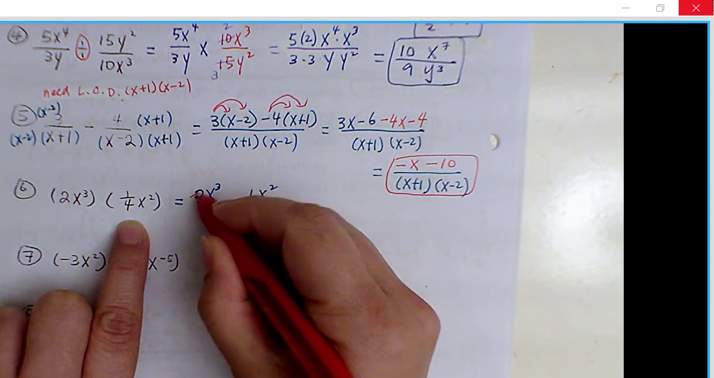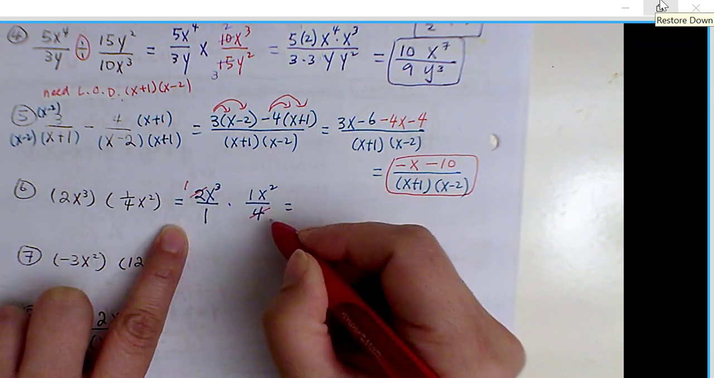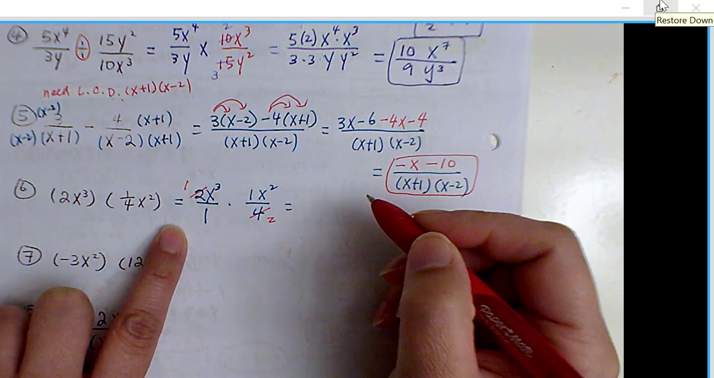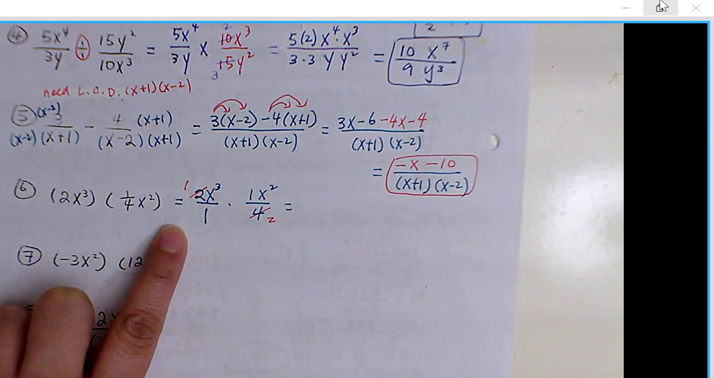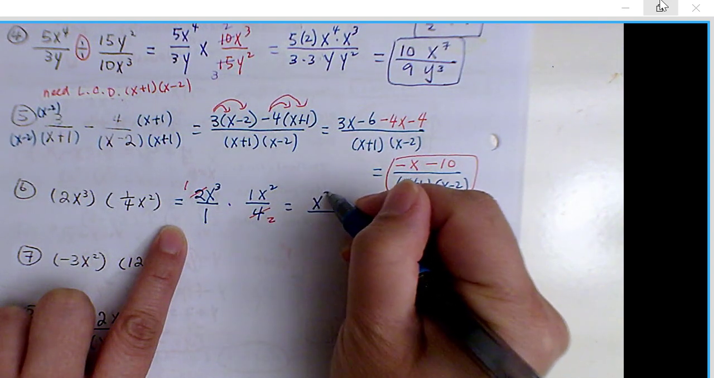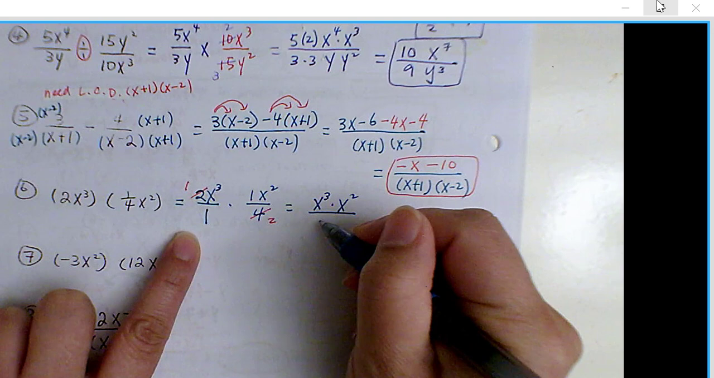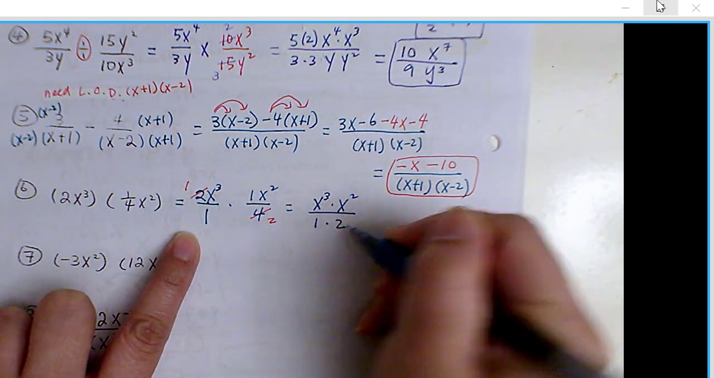So on top, we have 2 and 4, right? So those can be reduced as 2 times 1, 2 times 2, right? And I think that's all we have that can be reduced. So now we have x cubed on top and x squared at the bottom is kind of like 1 times 2, right? So it's just 2.